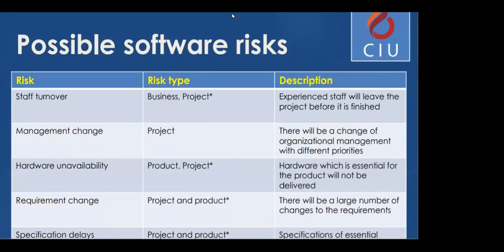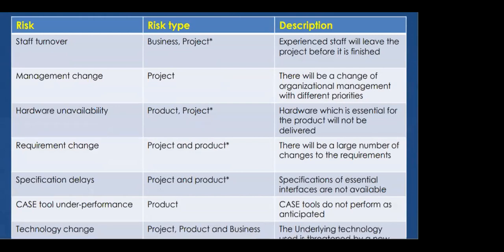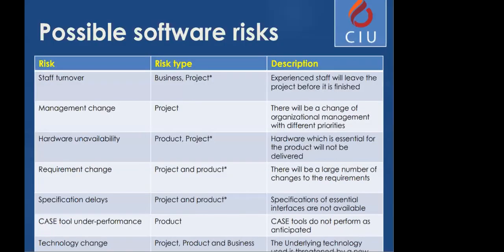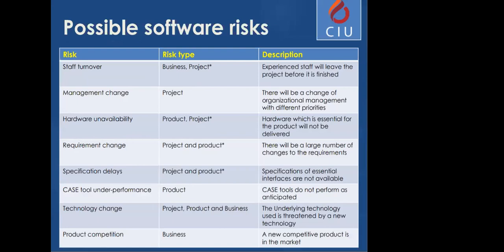You can find some possible software risks on the given diagram that I gave you. These are taken from the book, and in the book you can even find more examples.